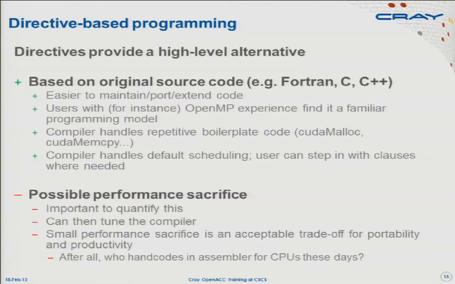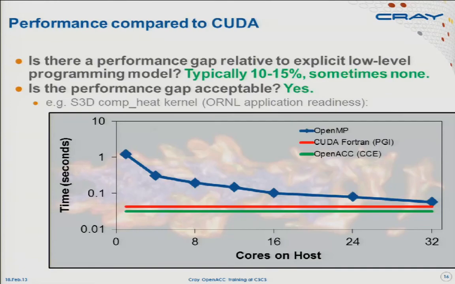After all, if you took your CPU code and hand-coded it in assembler, you would probably get 10 or 20% more performance out of it. But not many people do that. So lower-level approaches aren't always the best thing to do. In some cases, the goal of Cray is that we should see a 10 to 15% performance gap at most in using OpenACC compared to CUDA. In some cases, we can actually beat the CUDA.